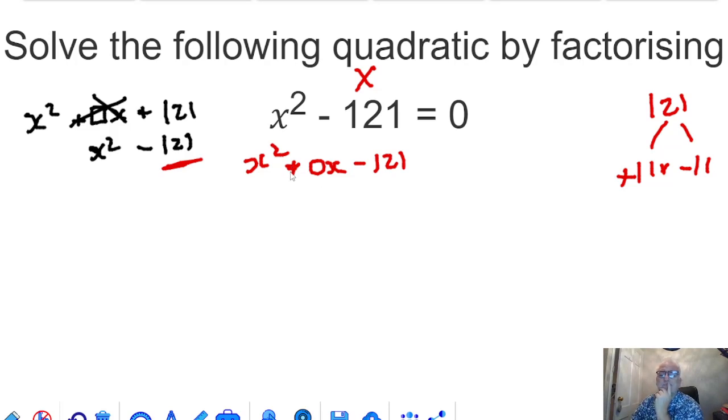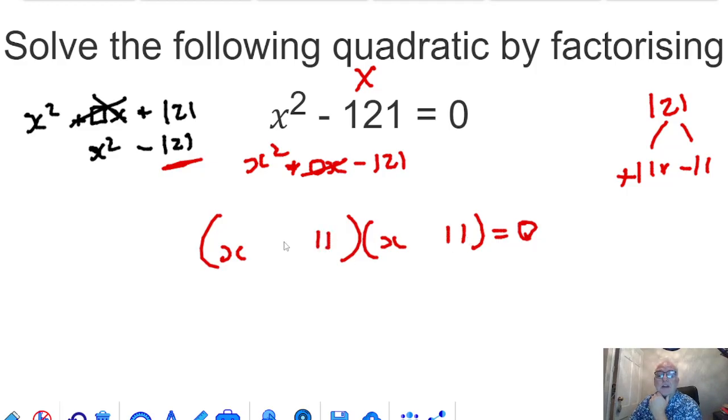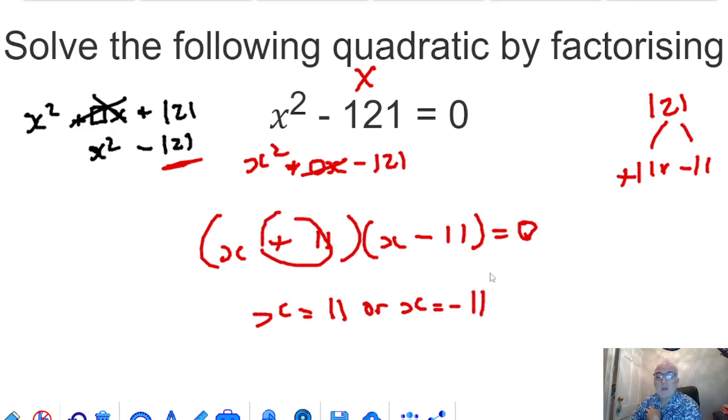So if I'm looking at this, the only way I can get the middle term is if they cancel each other out. So I've got my x squared, and I've got 11 in each bracket. Now again, one's positive, one's negative, so that when I multiply out I get a negative 121. So my solution for this is x equals 11 or x equals negative 11. The negative 11 would come from the first bracket and the positive 11 would come from the second bracket. So x equals 11 or negative 11.